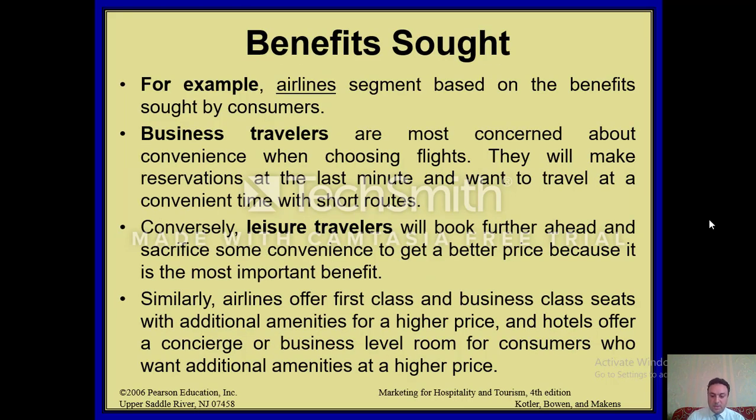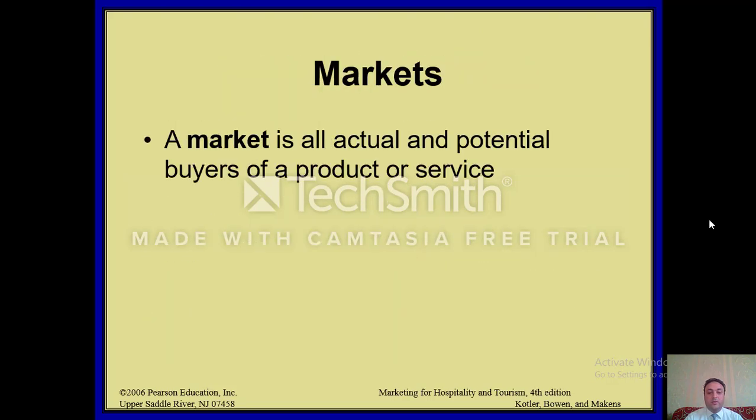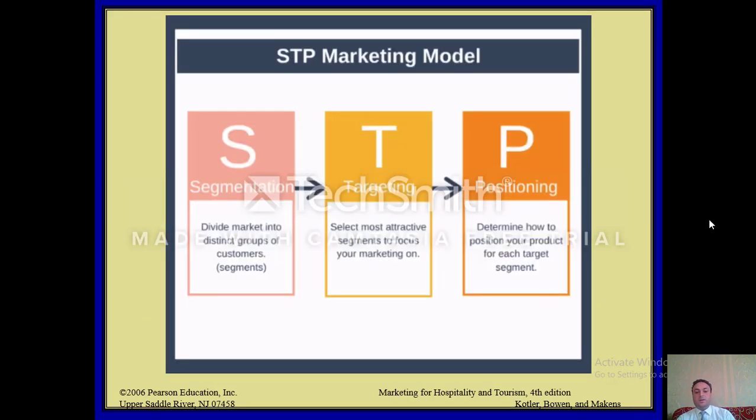So here we finished our lesson today about segmentation in our model of the STP, or segmentation, targeting and positioning framework. We talked about segmentation, dividing the market into distinct groups of consumers. Next, after dividing the markets into groups, we will see in the next lesson how to select the most attractive segments to focus our marketing on, which is targeting, and also how to position our product for each target segment.